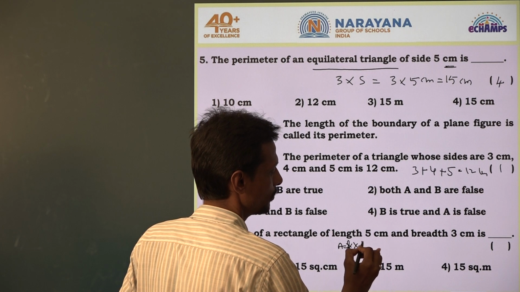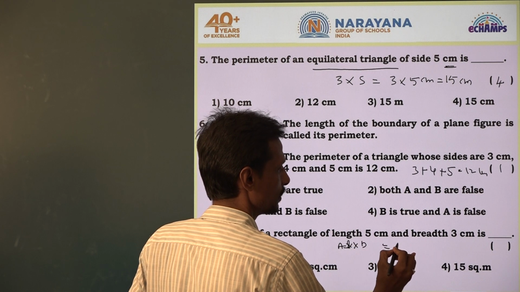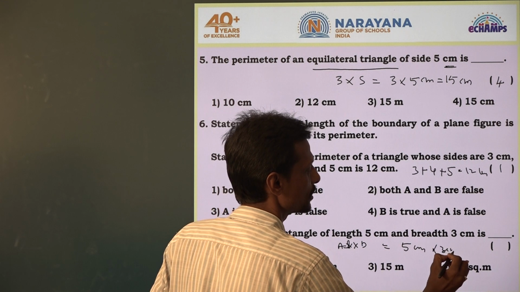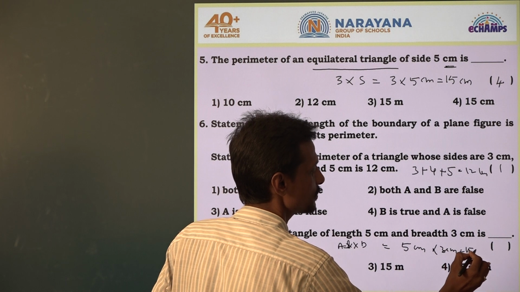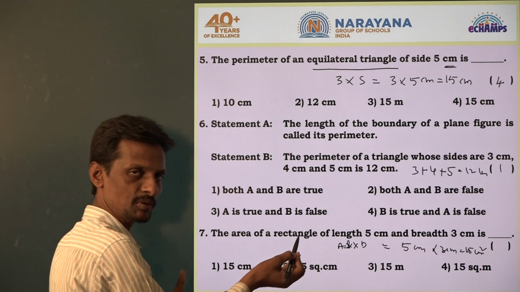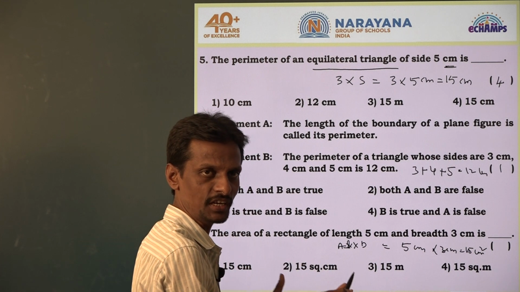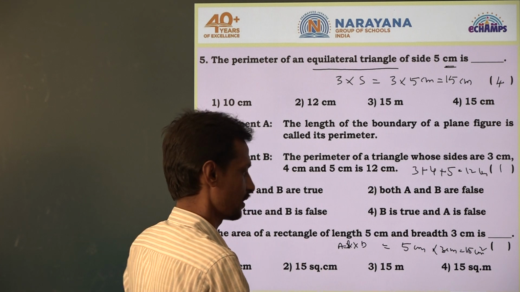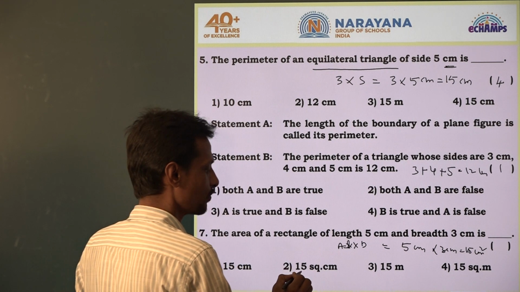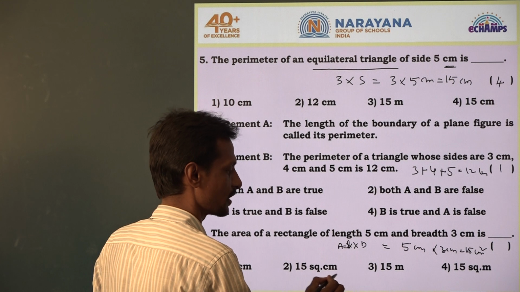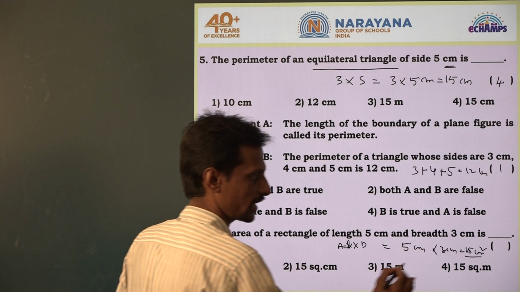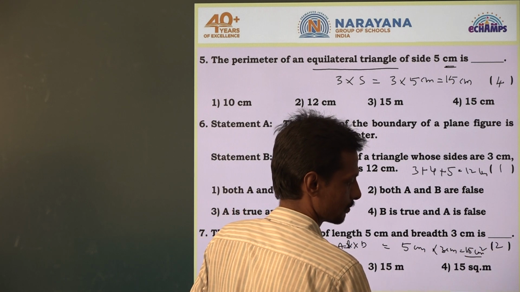length and breadth is equal here that 5 centimeter and 3 centimeter is equal 15 square centimeter. So here that 15 centimeter square or 15 square centimeter. In the given option, first one 15 centimeter, second one 15 square centimeter. So we want that 15 square centimeter. So second option is correct.